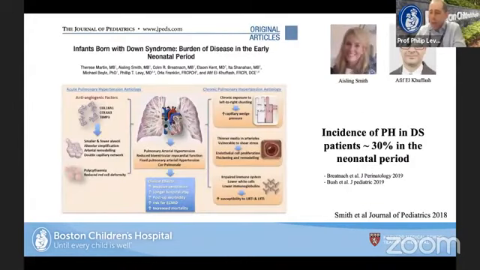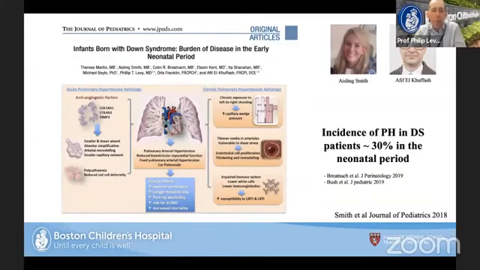Now I'm going to shift a little bit to infants with Down syndrome. So over the last 20 years, it was a real belief that if you were born with Down syndrome and congenital heart disease, you are at risk to develop pulmonary hypertension. But if you didn't have congenital heart disease, your risk of pulmonary hypertension and pulmonary vascular disease was much less. Well, that has been debunked. That's not a true statement anymore.